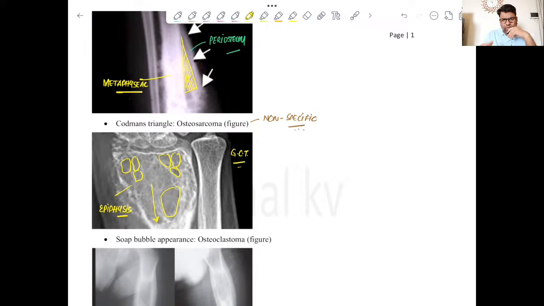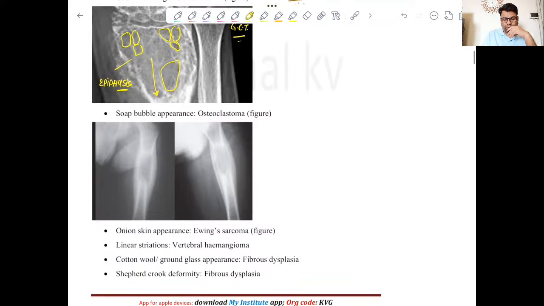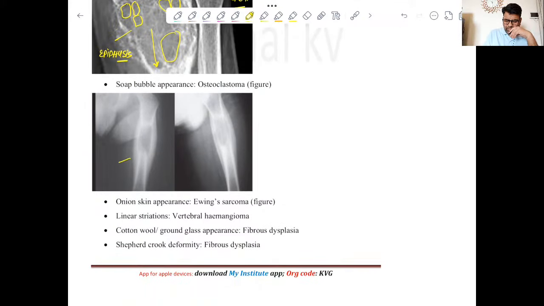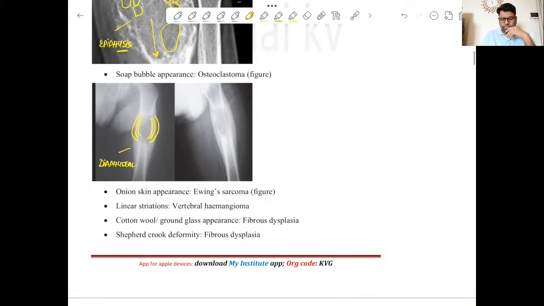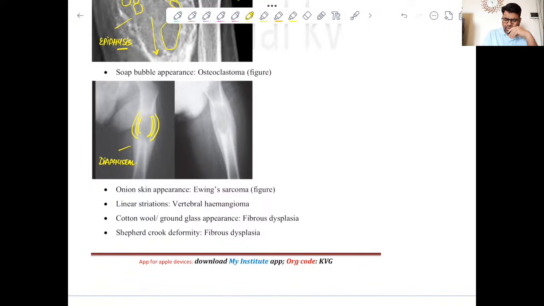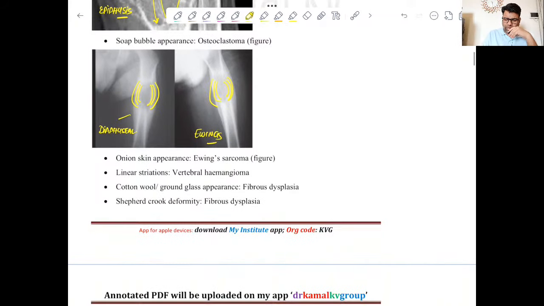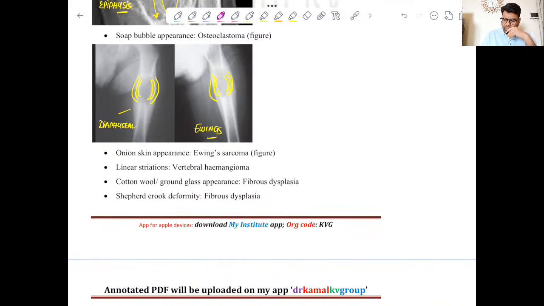right? So locating the area of the bone will also help you sometimes. And this is diaphyseal, in the shaft. And if in the diaphysis you can see the onion peel appearance, straight away you can mark your answer as Ewing's. Clear? So this is the onion peel appearance.